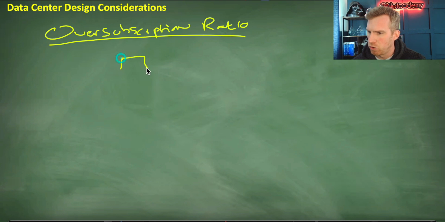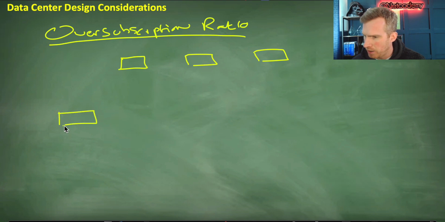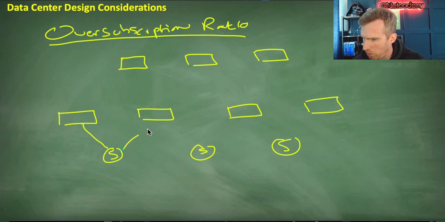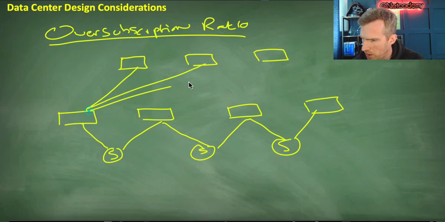So if I just draw again our spines here, and I'm just going to draw 3 spines, and here we're going to have 4 leaf devices like so. And they have these servers connected, so I'm just going to draw S for short, and I'm going to do all of these as multi-homed. And obviously every leaf is going to have connectivity to every spine, so let me just draw that quickly.